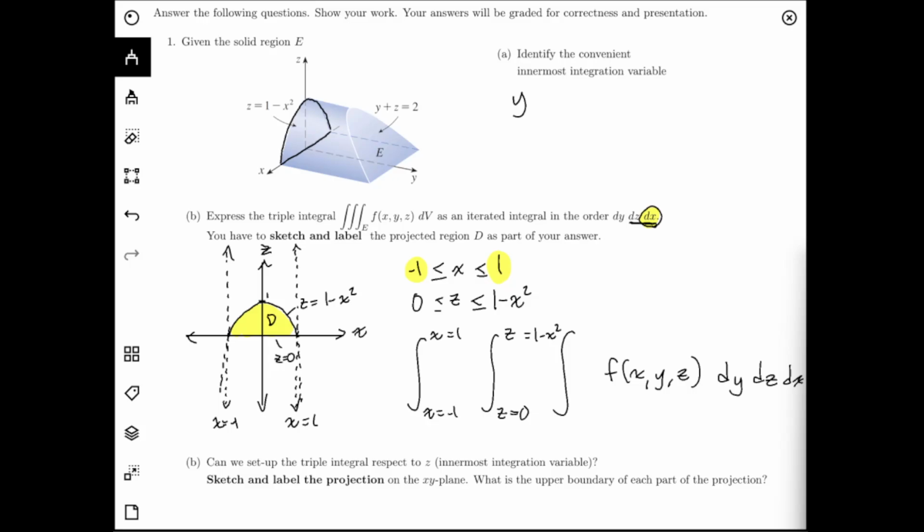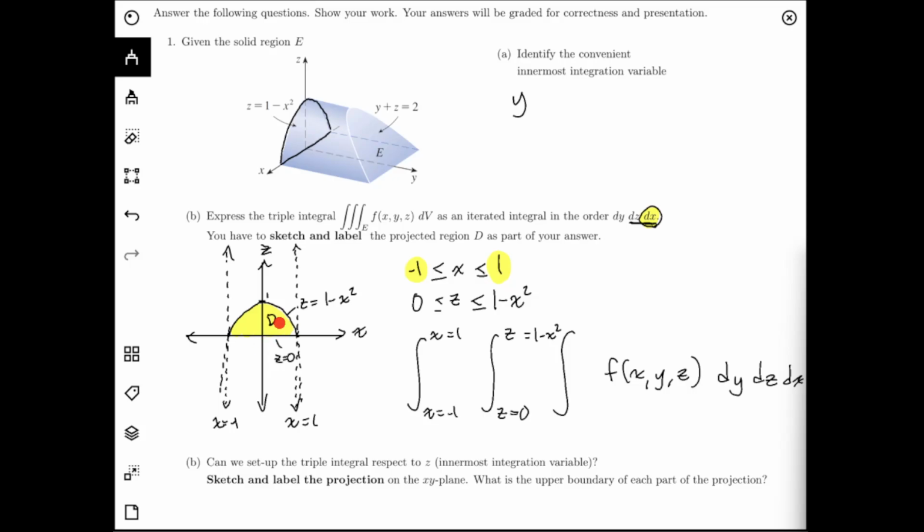Right? So far, all we've done is we've just pointed out where our x bounds are on our graph, x equals -1, all the way to x equals 1. That's where D is between x equals -1 and x equals 1. And then D is between z equals 0 and z equals 1 minus x squared. Okay. Now for the y.